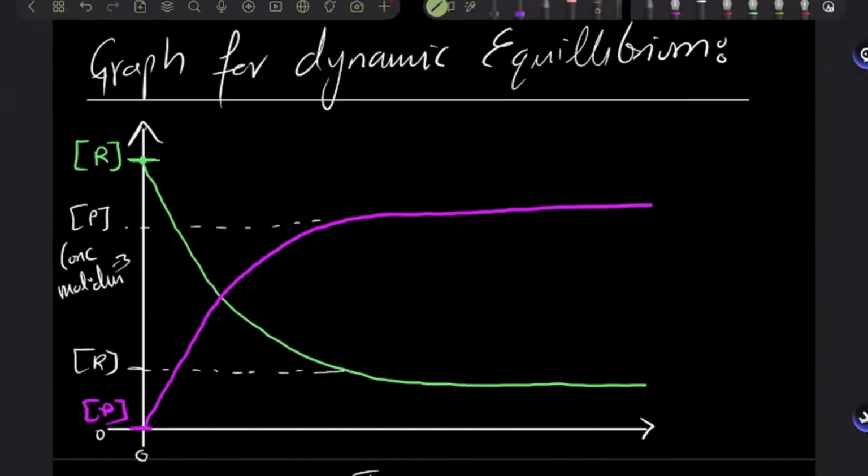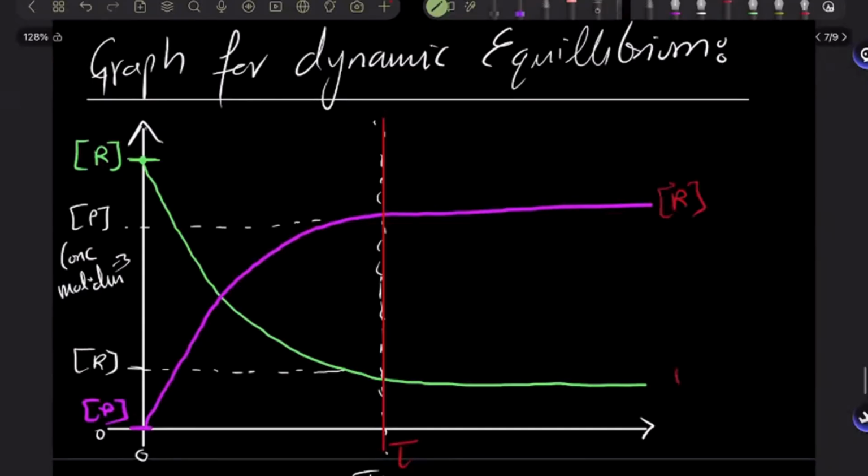So the point or the time where both these lines had become flat, after that time, what is happening to the concentration of reactants and products? Are they changing after this time? No, they remain the same. It's not changing. Now they are constant with respect to time, right? The reactant and the product, this is the product line, sorry.